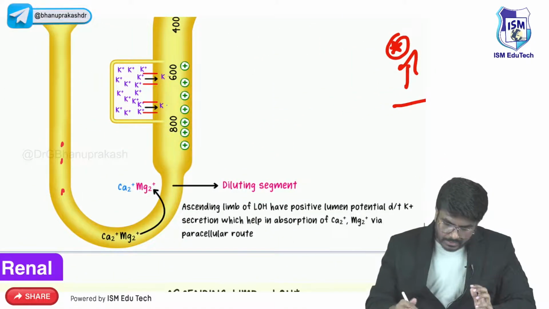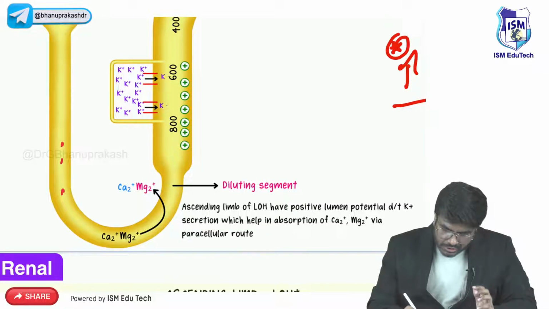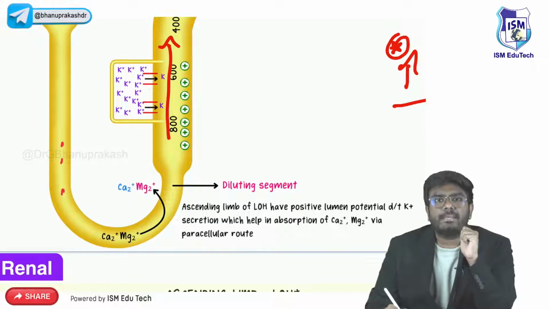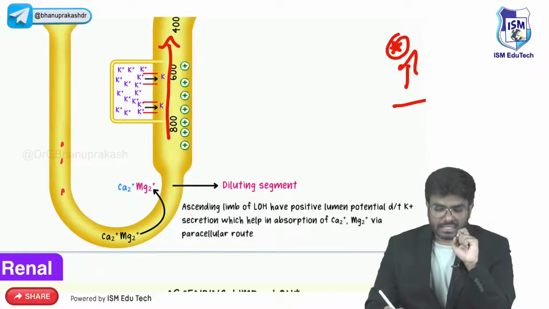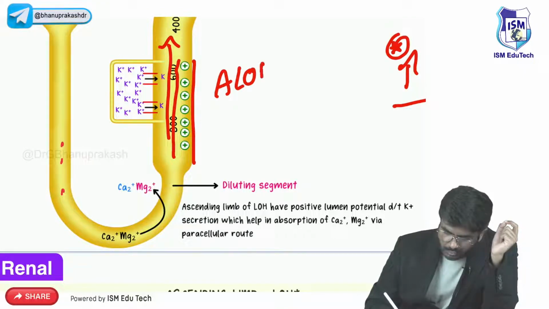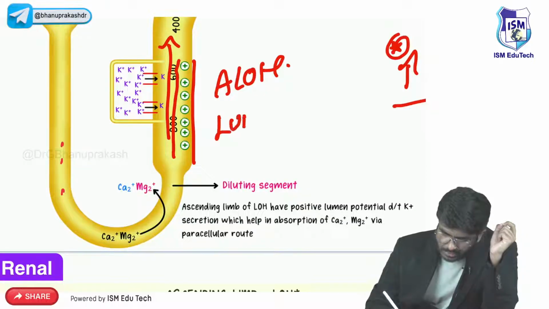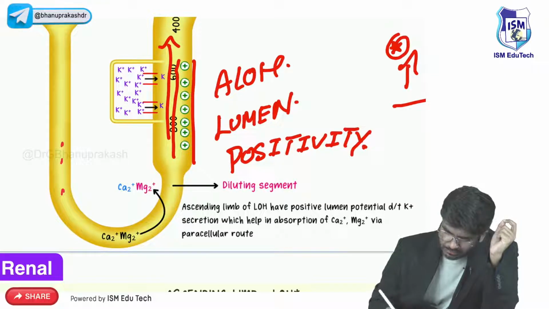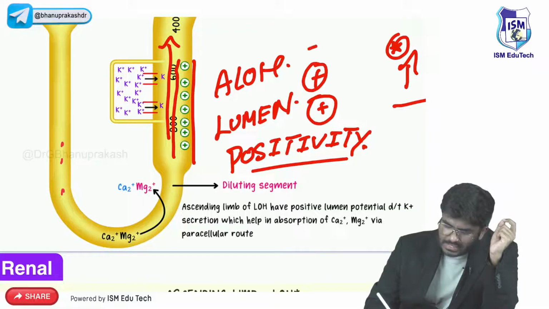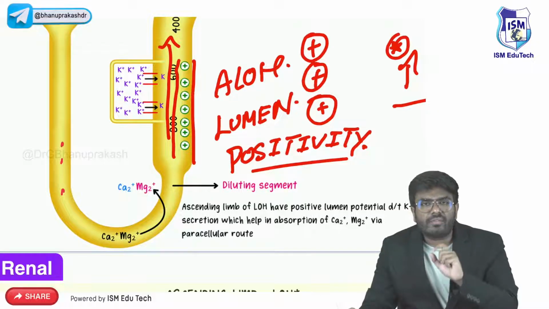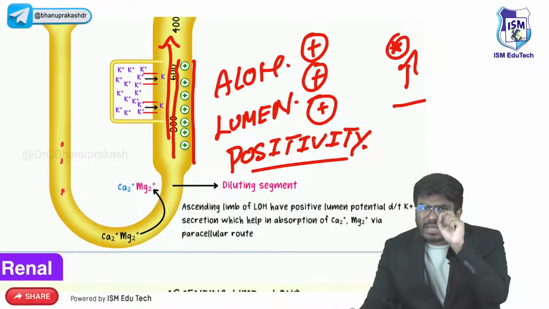Okay. Next thing. What else should I teach you? See, this is the ascending limb of loop of Henle. Everyone knows, the ascending limb of loop of Henle, look here, it is having which charge? Positive charge. So the ascending limb of loop of Henle is having luminal positivity. And they will ask you, this luminal positivity in the ascending limb of loop of Henle, because of which ions? Why is it positive?